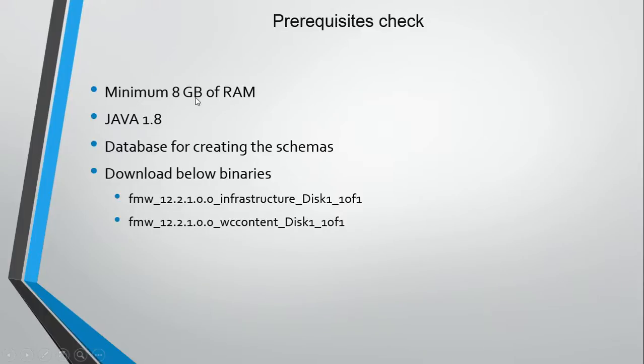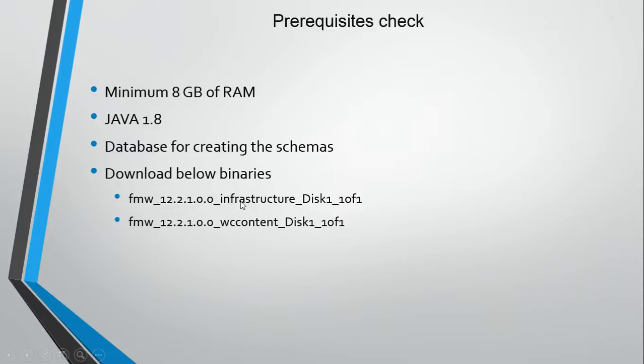What you require here: at least a minimum of 8 GB of RAM. Even 8 GB is not sufficient, but 8 GB is the minimum. You should have Java 1.8, and you should set the Java path as well. You should also have the database, which is required to create the schemas. I'm assuming you already installed the database for running the Repository Creation Utility.